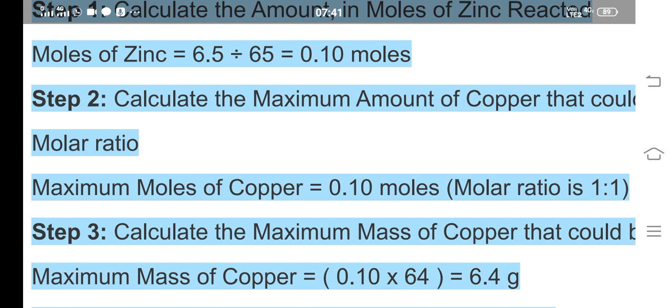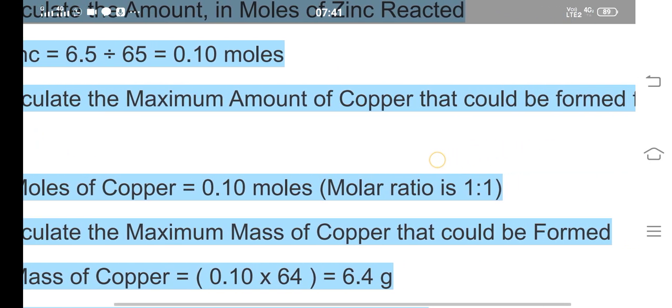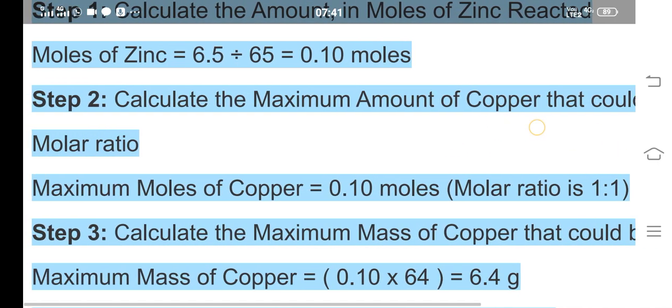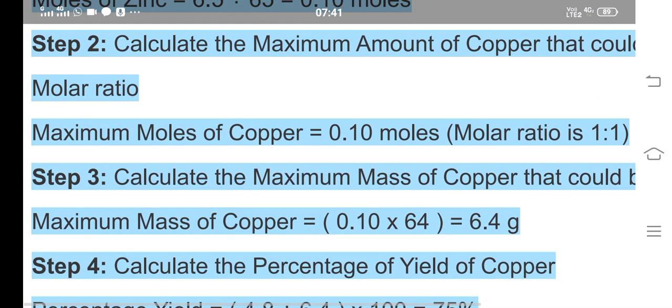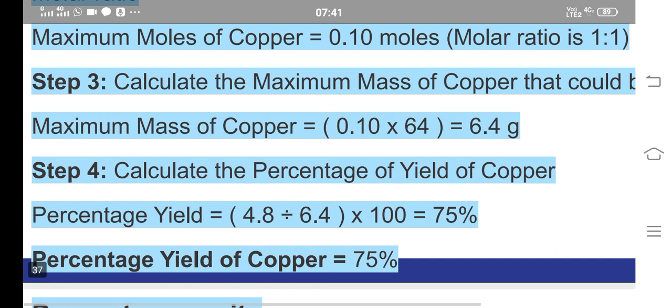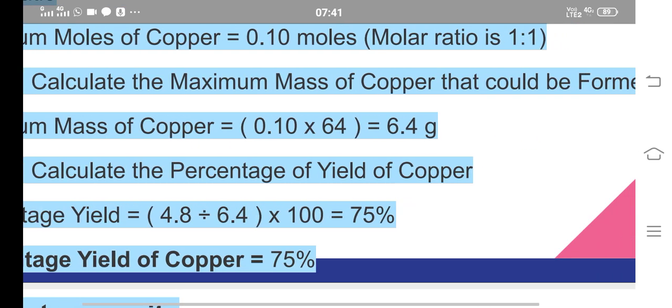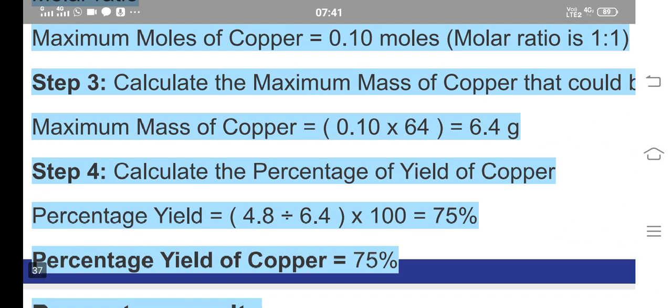Step 2, calculate the maximum amount of copper that could be formed from the molar ratio. So maximum moles of copper equal to 0.10 moles. The molar ratio is 1:1. Now step 3, calculate the maximum mass of copper that could be formed. Maximum mass of copper equal to 0.10 multiplied by 64, and that will be 6.4 gram.